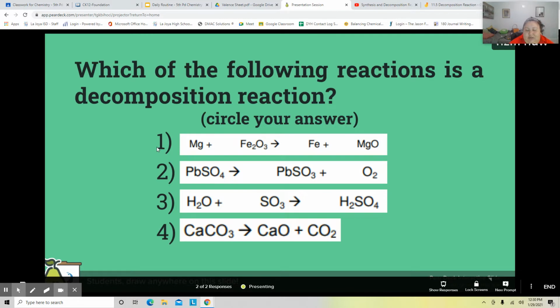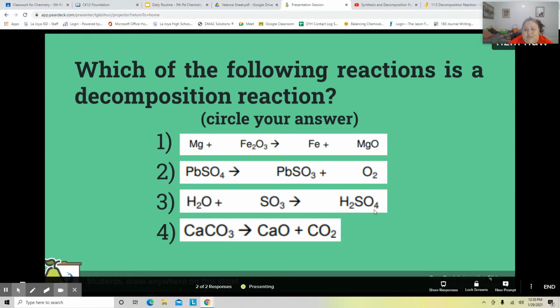All right, so if we look at number 1 and number 3, we can easily eliminate them just by looking at the reactants, right? Number 1 has 2 reactants. That's out. There's no way it can be a decomposition reaction if you have 2 reactants. Number 3, the same reason, right? The fact that it has 2 reactants eliminates it.